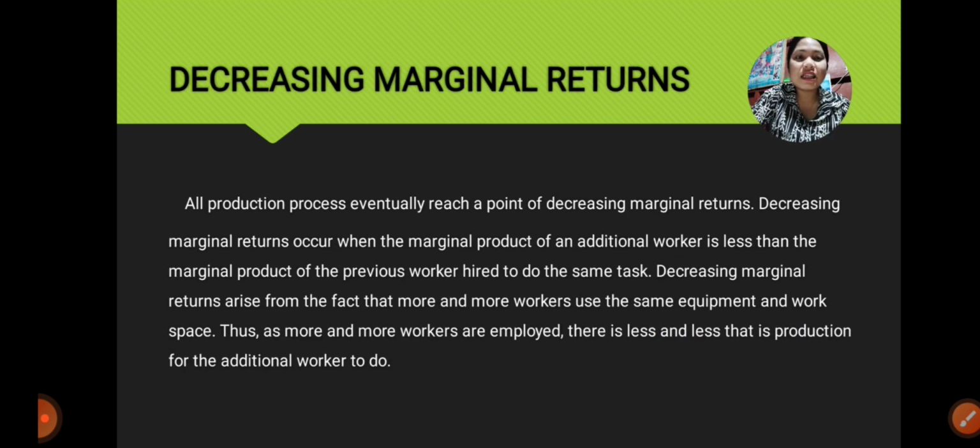Then in decreasing marginal returns, all production processes eventually reach a point of decreasing marginal returns. Decreasing marginal returns occur when the marginal product of an additional worker is less than the marginal product of the previous worker hired to do the same task. Decreasing marginal returns arise from the fact that more and more workers use the same equipment and workspace. Thus, as more and more workers are employed, there is less and less production for an additional worker to do.